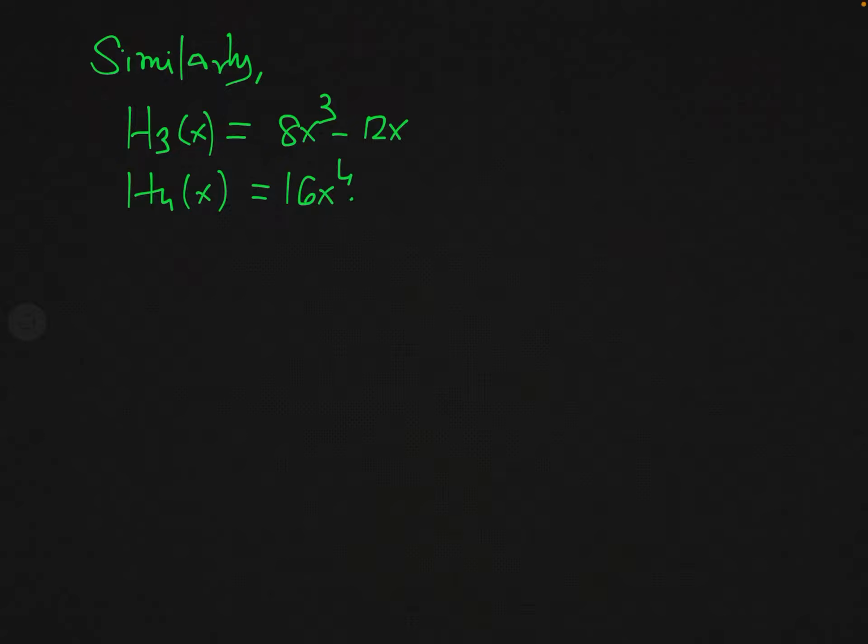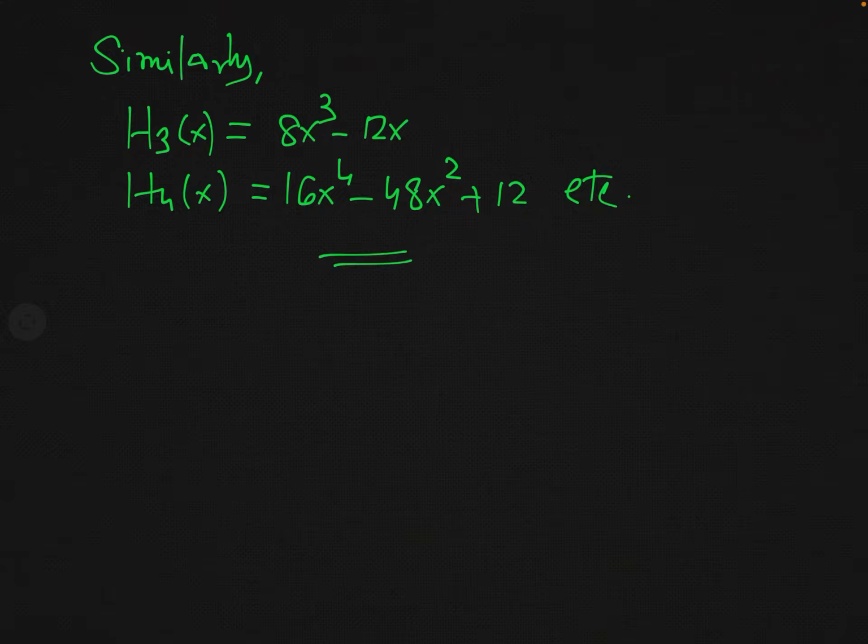16x4 minus 48x square plus 12, and so on. You can obtain the higher order Hermite polynomials in this way.